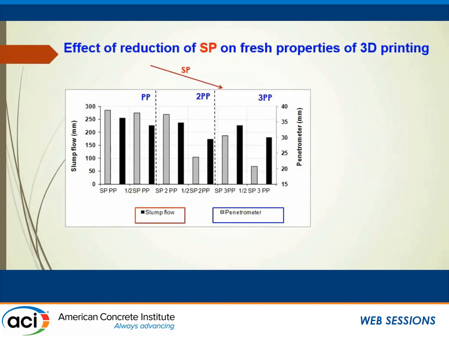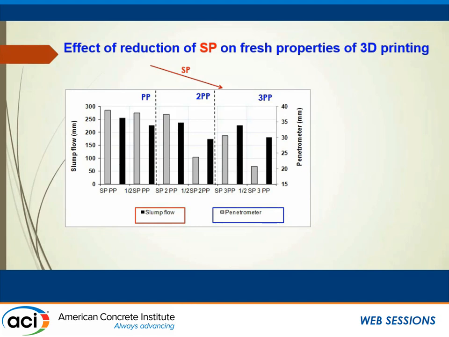Now we look at the effect of superplasticizer. In this case, we reduced the dosage by half, because it was too fluid. And as expected, reducing the superplasticizer reduced the slump flow and the penetrability. It's less workable, and the penetration is less.